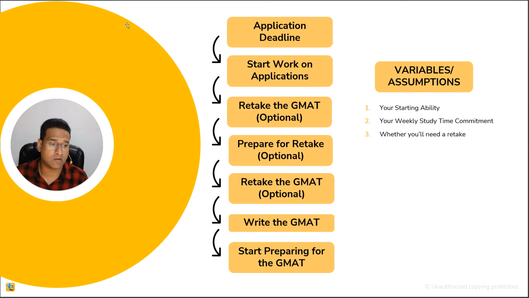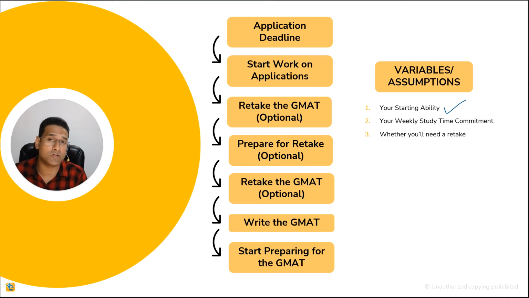Now, in all of this, there are 3 basic assumptions that we have made. These assumptions work as variables in this equation we have formulated. The very first assumption is your starting ability. For the sake of the example we just discussed, I took your starting ability to be 565. Now note, if your starting ability happens to be lower than this, then you would require more than 2.5 months to prepare for the examination. Similarly, if your starting ability is higher than 565, you would require less than 2.5 months to get to your target ability.